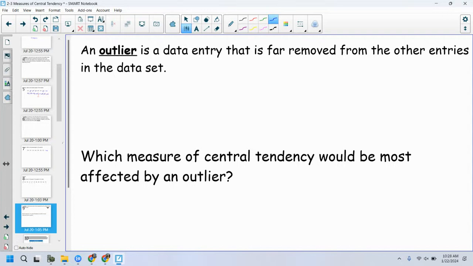Which measure of central tendency would be the most affected by an outlier? We talked about that already. The mean, right? The mean gets pulled away from the center of the data more by an outlier than either of the other 2 central tendencies. Okay? Mode does not get affected. Mean gets affected a lot. Median does not get affected as much. It does still get pulled away, but not as much as it would have. So the mean.